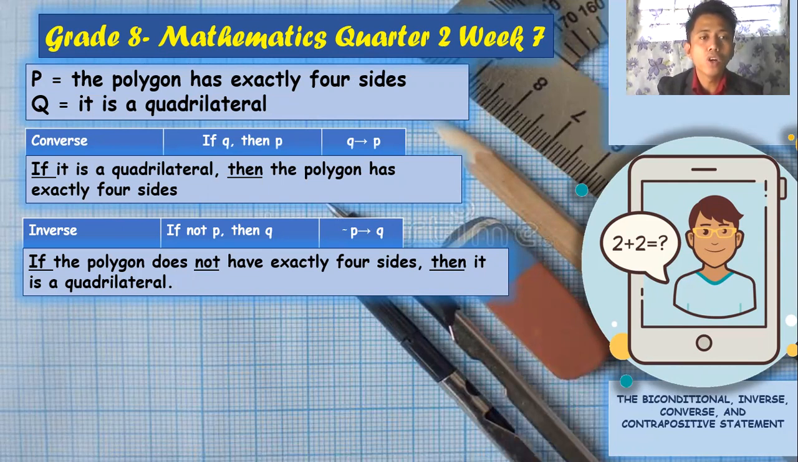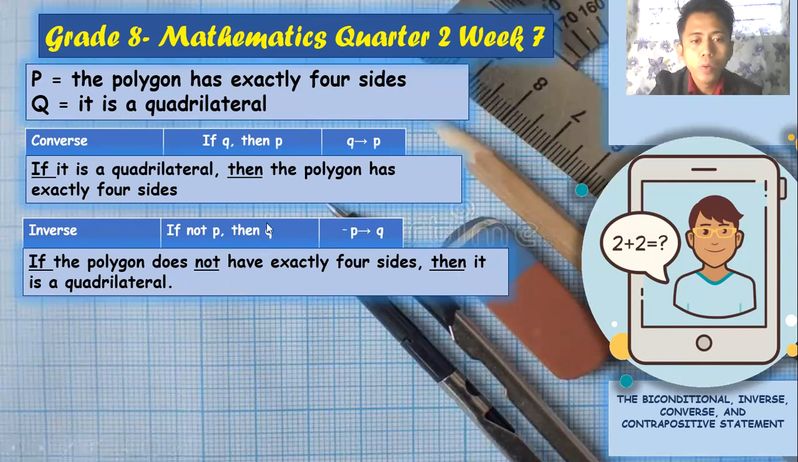That is the opposite or the negation of our P. And then by following this pattern, if not P, then Q, we can now construct our inverse pattern. So copy first the word if, then not P. What is the opposite or the negation of our P? The polygon does not have exactly 4 sides. That's the opposite. That's why we have here if the polygon does not have exactly 4 sides, because that is the negation of P. Followed by then Q.